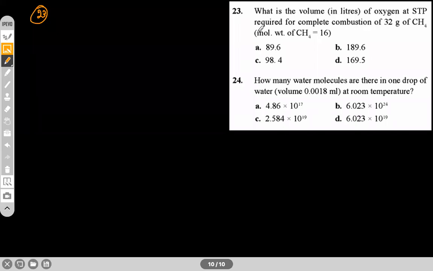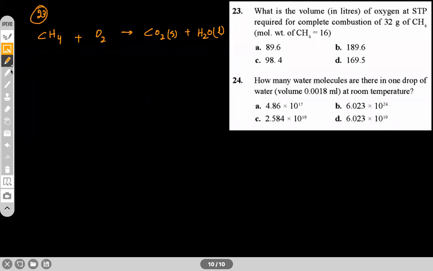So again, you should know this reaction. And what is the reaction? Combustion reaction means reaction with atmospheric oxygen and hydrocarbon. All hydrocarbon on complete combustion gives you CO2 gas and H2O liquid. This is the reaction we have. And then we'll balance the reaction. 2H2O. So 2 plus 2, 4 oxygen, so 2 oxygen.